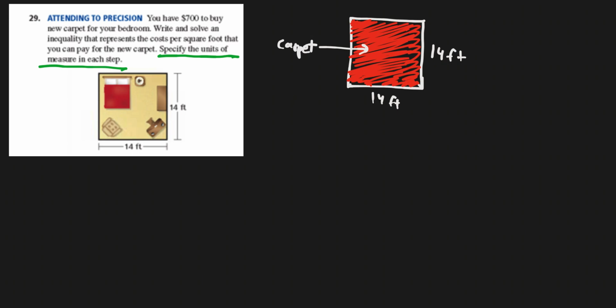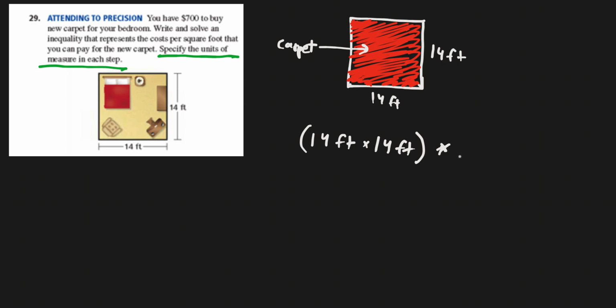Okay, so how do you solve this? 14 times 14 gives you the area, so that should be useful, right? 14 feet times 14 feet. Now, this gives you the area. Now, you want to find the cost per square foot. So this is going to give you square feet, and then how much money is it? So how much does it cost per square foot?